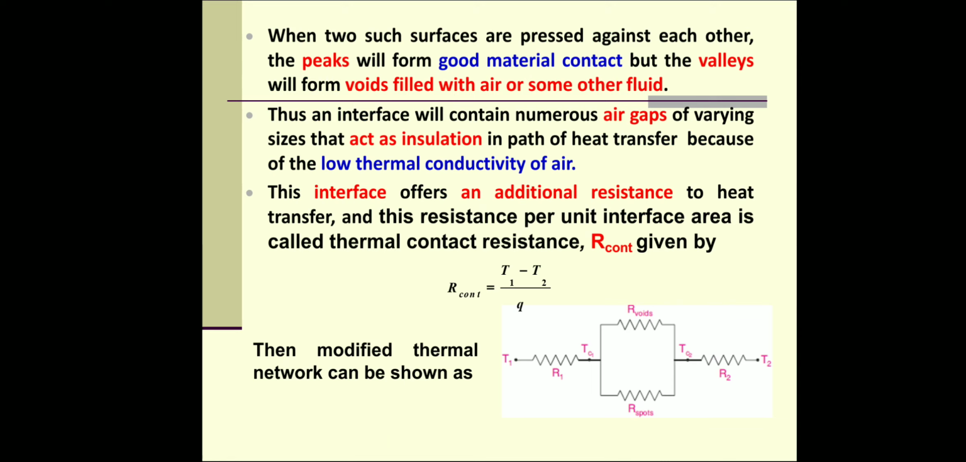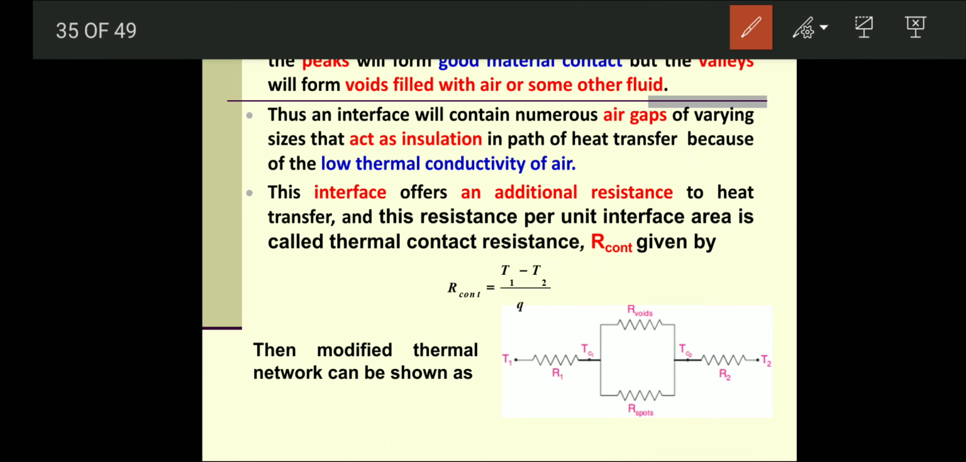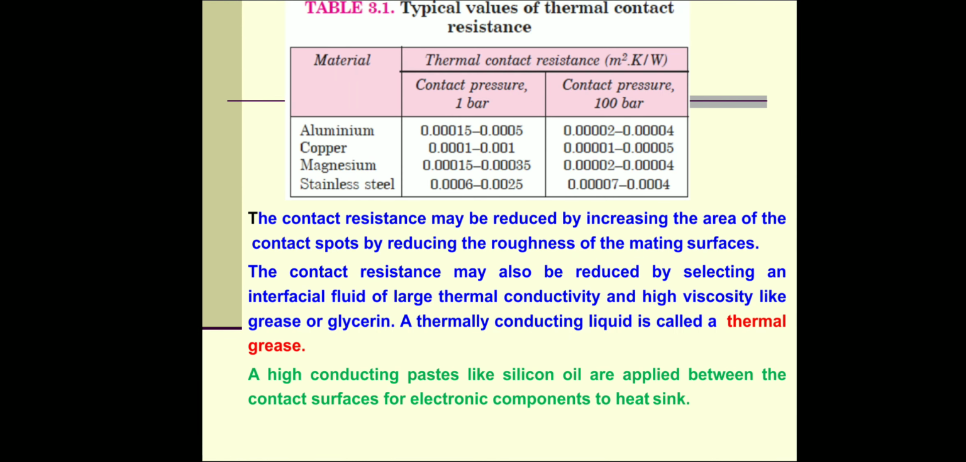This interface offers additional resistance to heat transfer. So resistance increases here. This resistance per unit surface area is called the thermal contact resistance. This table shows the typical values for the thermal contact resistance for materials: aluminium, copper, magnesium and stainless steel.